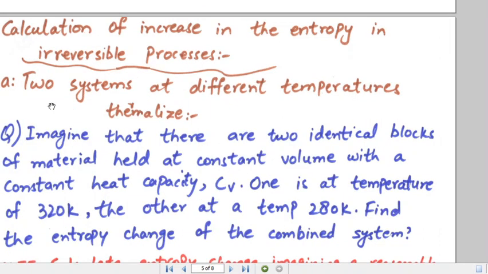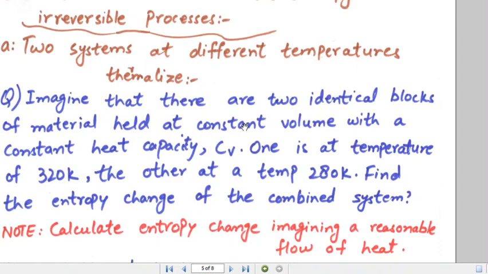So the first case that we are going to discuss is that we are going to consider two systems at different temperatures, which are allowed to make contact and thermalize. So the question is, let's imagine that there are two identical blocks of material which are held at constant volume with a constant heat capacity Cv. Constant heat capacity Cv means that the specific heat capacity is not a function of temperature. That's why we are calling it constant.